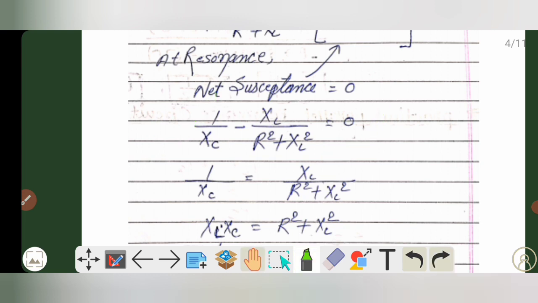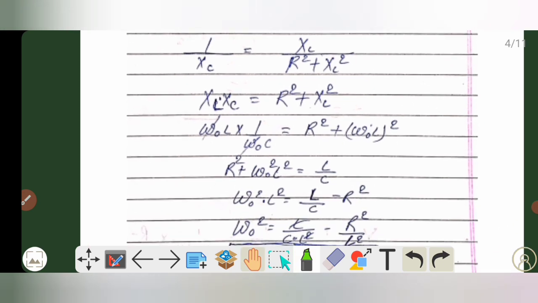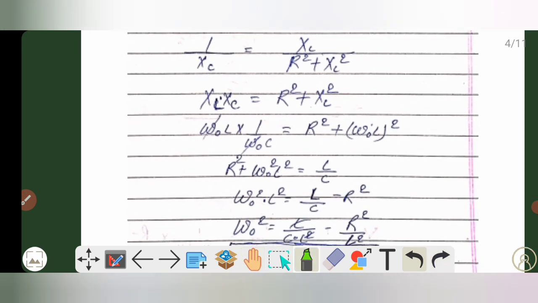And now as you can see, if we send this term to the right hand side, then it will be 1 by Xc is equal to XL by R square plus XL square. Now if we do cross multiplication, then XL into Xc is equal to R square plus XL square. And now if we put all these values, as we know, XL is equal to omega naught L, and Xc is equal to 1 by omega C, and here the value of R square plus XL square is R square plus omega L whole square.